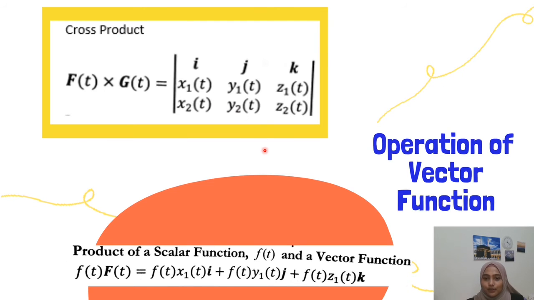These are the last formulas for operations of vector functions: you can use either the cross product, and also the product of a scalar function f(t) and a vector function, which is f(t)F(t) = f(t)x1(t)i + f(t)y1(t)j + f(t)z1(t)k. As you can see, there are plenty of formulas, but you have to use them wisely to solve your problems.